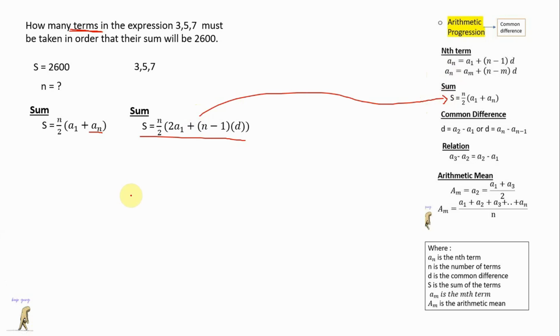So let's do that. We just put our given in our formula, where our sum is 2,600, then we are finding our n. Then 2 times a sub 1, which is this 3. And then you can see it is n minus 1. Then times the common difference, 5 minus 3. As we can see here, we have the common difference formula, a sub 2 minus a sub 1, which is this 5 minus 3, it is 2. That's why it becomes 2, right?